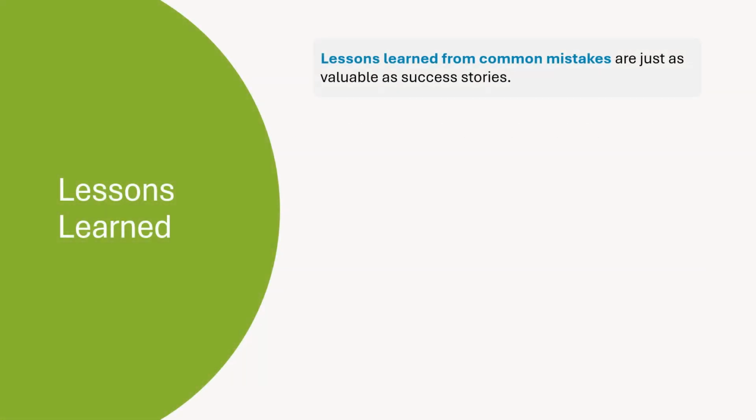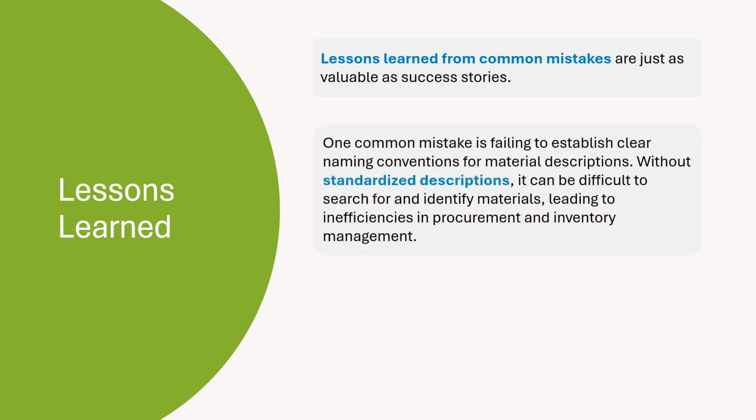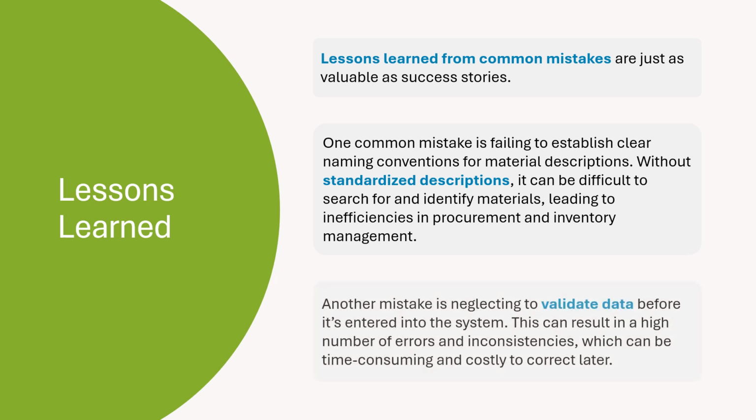Lessons learned from common mistakes are just as valuable as success stories. For instance, one common mistake is failing to establish clear naming conventions for material descriptions. Without standardized descriptions, it can be difficult to search for and identify materials, leading to inefficiencies in procurement and inventory management. Another mistake is neglecting to validate data before it's entered into the system.